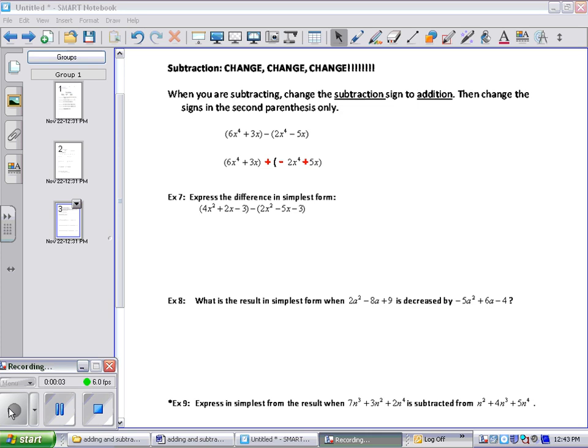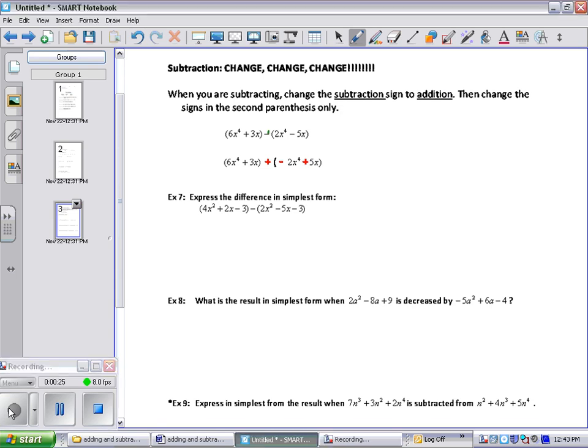Okay, so when we are subtracting polynomials, we've got to think about change, change, change. You change your sign to addition if there's a subtraction sign, and then you have to change the sign of your second parentheses only. So if you look at your first problem here, that minus really says that there's a -1 right there, and we're just distributing that -1 to both of those. So if you did -1 times 2, you would get a -2.